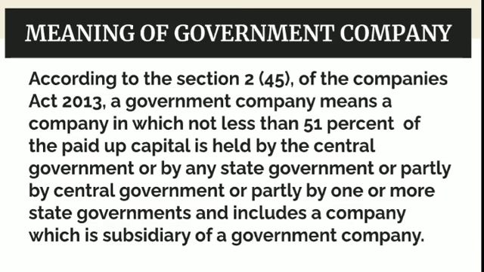So according to Section 245 of the Companies Act 2013, a government company means a company in which not less than 51% of the paid up capital, that is more than 50%, is held by the government. This can be the central government or the state government, or wholly or partly by the central government or wholly or partly by the state government. It includes even a subsidiary of a government company under the Companies Act 2013. So there is no change in the definition of companies so far.